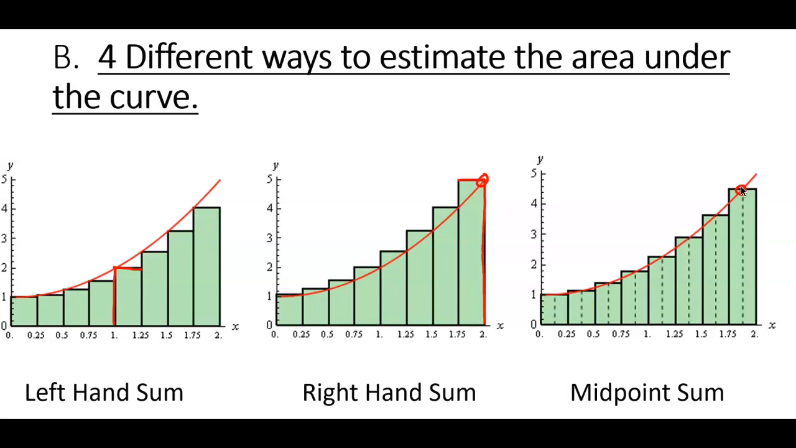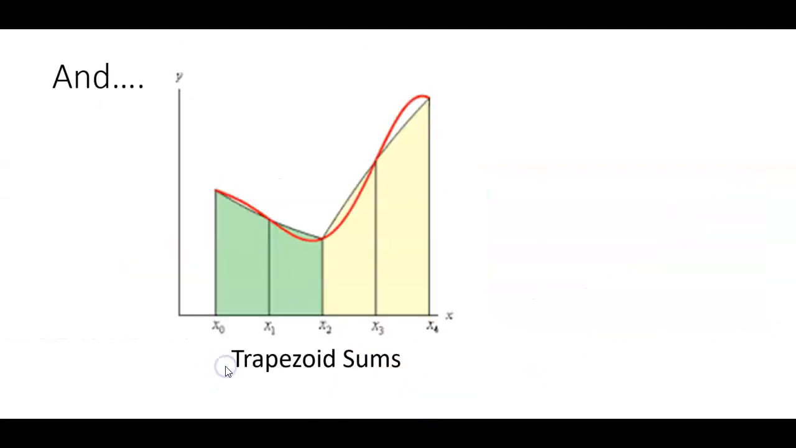Midpoint would, right? Because right-handed sum here has a lot of overage, left hand has a lot of underage, but midpoint has a little of both, and they're almost symmetrical, so they kind of cancel each other out and end up with an area probably pretty close. Right? So there is a 4th one that we're going to talk about as well, and it's called the trapezoid sum. That one's also pretty precise.